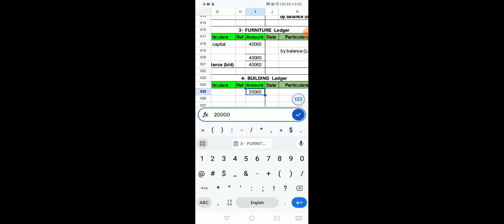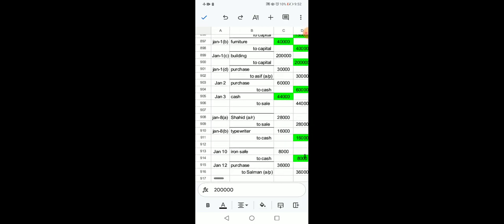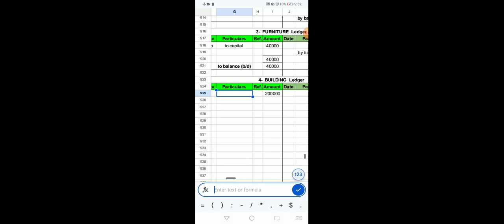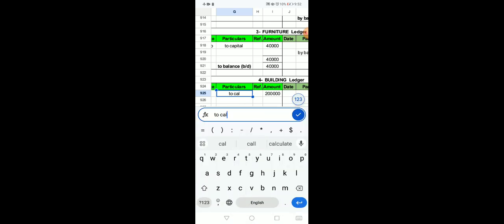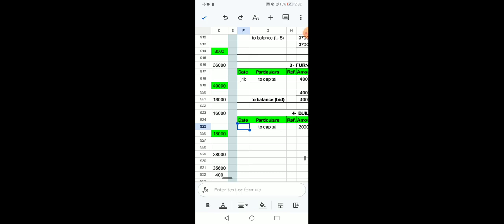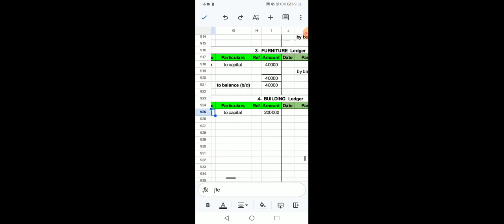2 lakh. Now see its reference. For 2 lakh, building is debited for 2 lakh. What is written on the opposite side? Capital. So you are going to write 2 capital in particulars column. C for 2 lakh, what was the date? That is J1C. So January 1C is the date. Put date over here, J1C. Posting for 2 lakh is completed.